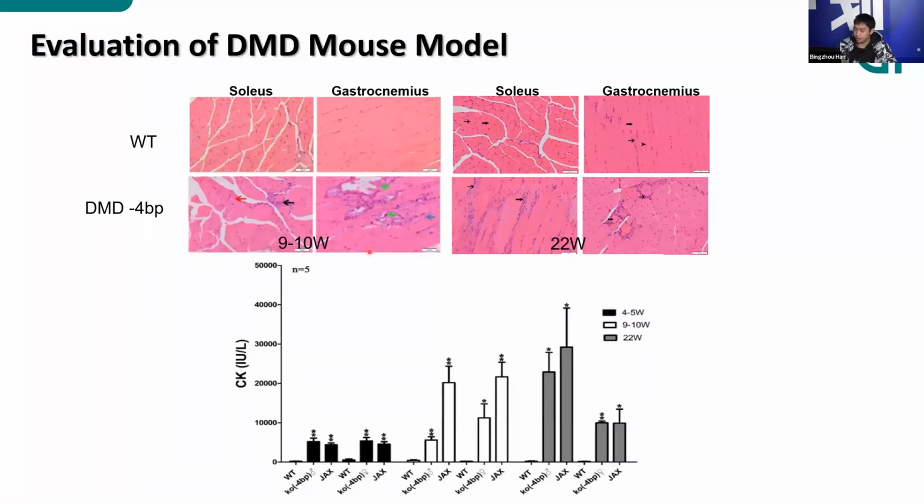And we also tested another important marker, the creatine kinase level in the blood of the mutant mice. We can see that in the mutant mice, the blood creatine kinase level is significantly higher compared with the wild-type control. All this data suggests that the DMD mutant we generated is a good model to mimic human DMD.